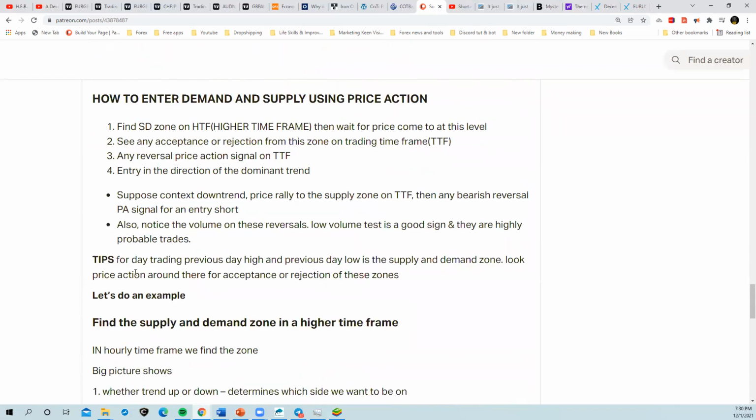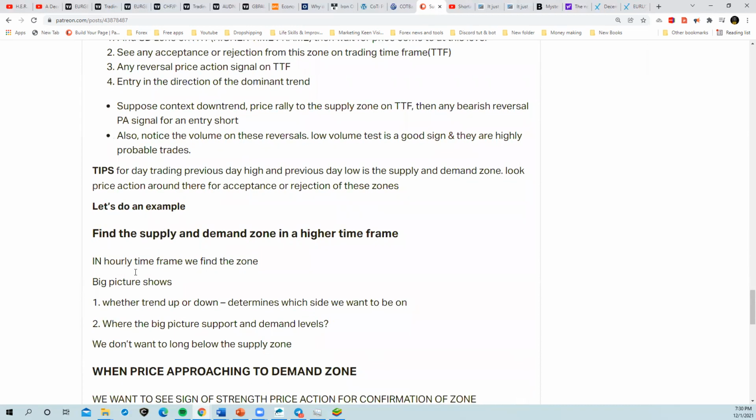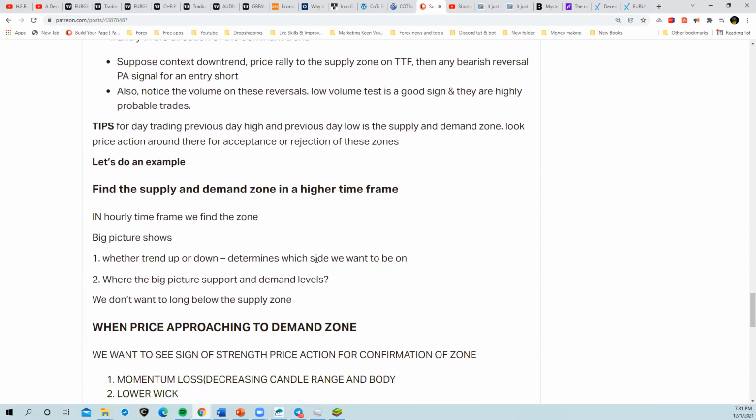Let's go ahead. We've got a couple of examples, almost finished. For day trading, the previous day's high and previous day's low are the supply and demand zones. Look for price action around there for acceptance or rejection of the zone. Say we come in for the Japan Asian session: generally the previous day high and previous day low will be the range that the price plays in. Those are going to be good supply and demand zones. Either we're going to bounce from there or we're going to break and head lower. We'll get a retest, then shoot down, creating a new low or an impulsive move lower.